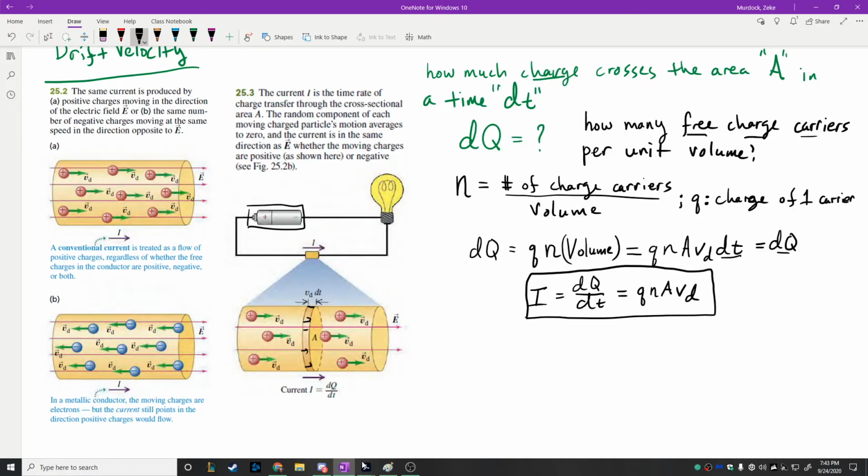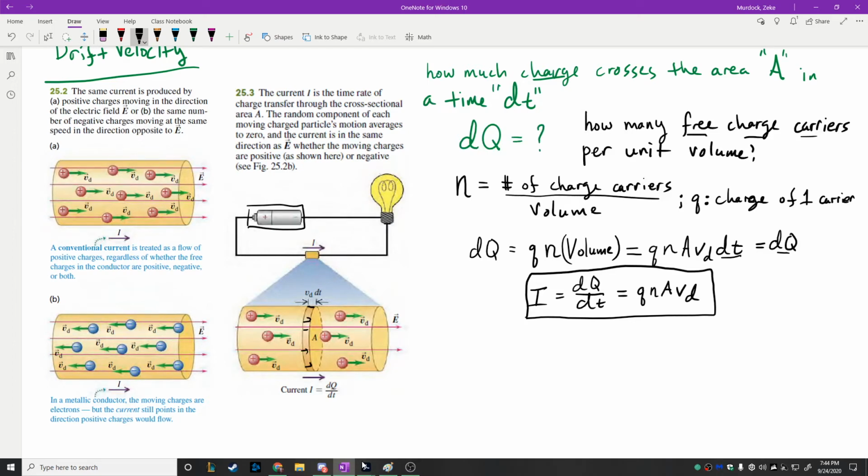Q is probably related to the charge on an electron, because in reality, the charges that are flowing in here are negative charges. And then VD is the rate at which they flow. Okay, so the faster the drift velocity, the bigger the current, right? The bigger the area, the bigger the current.